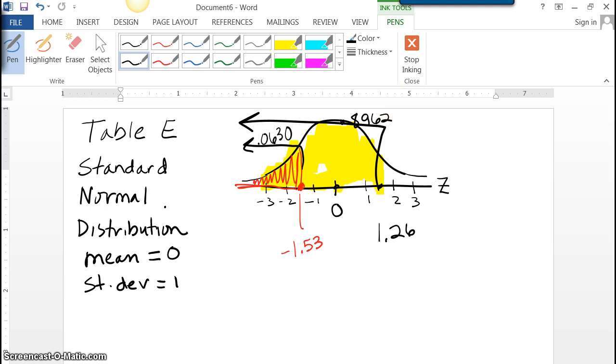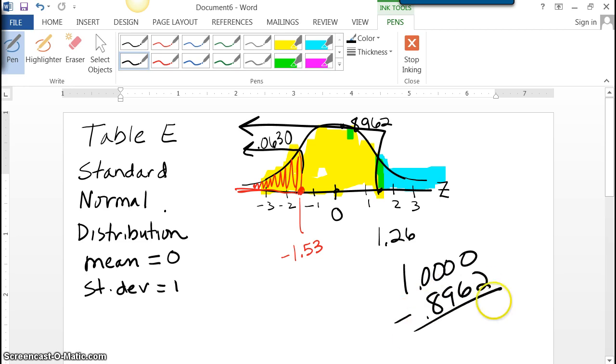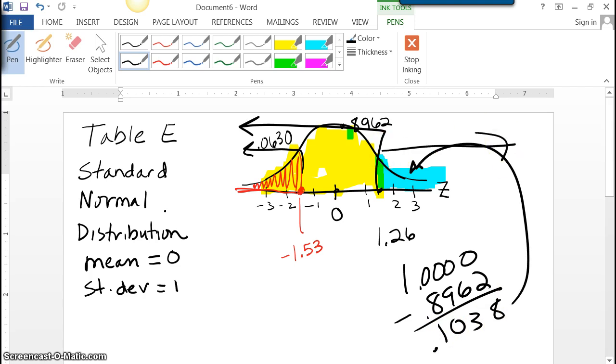You can also look up areas to the right of something. Like for instance, let's say I really want the area to the right of 1.26. Well, if you look up the area to the left of it and then subtract it from 1, the area right here in this direction should be 0.1038. So even though the table always gives you the area to the left, you can get the area to the right by subtracting it from 1.